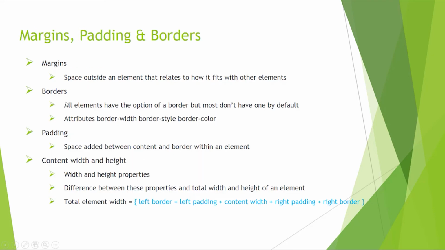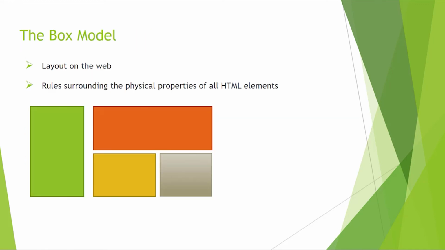The border is the border that goes around the object. If you've ever worked with things like tables, you might be familiar with borders when we put them in there. All elements have the option of a border, but most of them don't have one by default. You can put in the border width or the border style or the border color as a way of controlling how thick it is, whether it looks dashed or solid, and what color it appears. You can see here the borders going around these elements as we go through that.